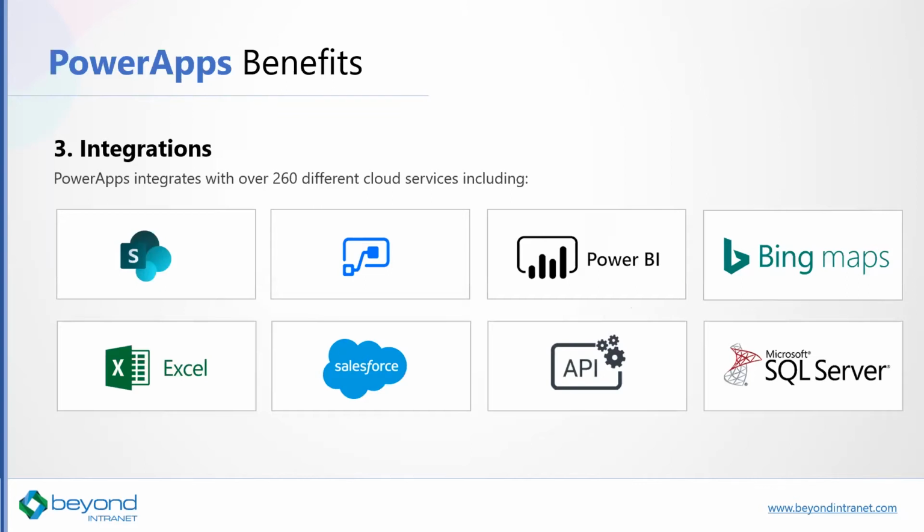Third, PowerApps integrates, like I said before, with over 260 different cloud services. Some of these are Microsoft cloud services like SharePoint, Power Automate, Power BI, Bing Maps, and Excel. And others are external cloud services like Salesforce, MailChimp, and Dropbox. Beyond that, if a service is not directly connected to PowerApps, you could still connect to them using custom API codes and SQL database server tables.